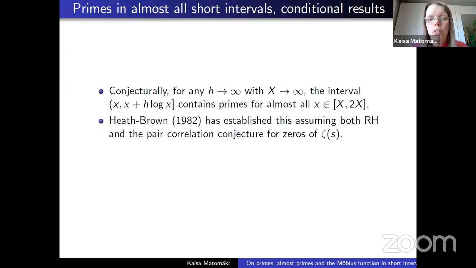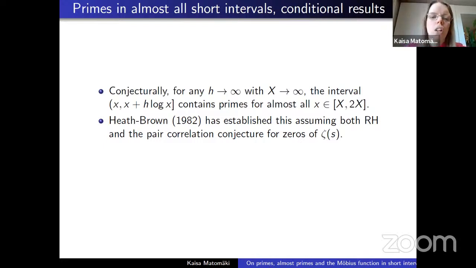Okay, so conjecturally, we think that for any h tending to infinity with x, the interval of length h log x contains primes for almost all x. And there are some conditional results concerning this. Riemann hypothesis is not sufficient to obtain this. I think probably Riemann hypothesis gives us primes in almost all intervals of length (log x)^2.